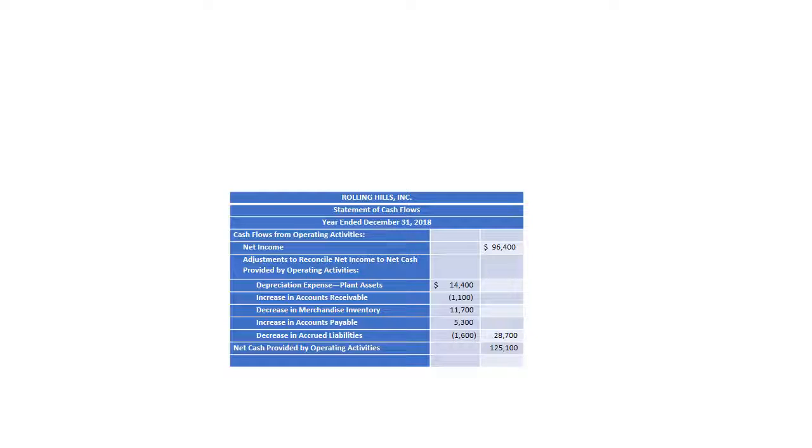Okay? Now, let's go back over to our current asset section. So you always follow these procedures. Accounts receivable went from a balance at the end of 2017 of $25,400. It increased to $26,500. So that means people owe us $1,100 more on the sales from this year. So that means $1,100 of our sales have not been collected yet. We decrease. We decrease.